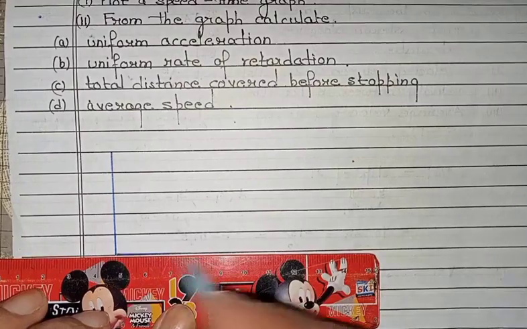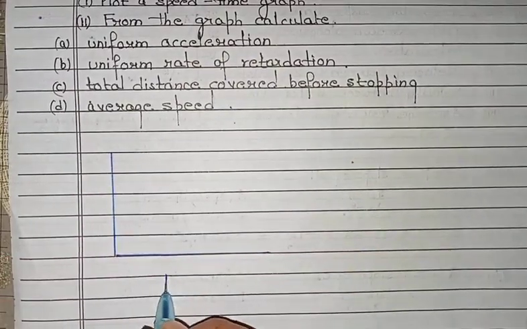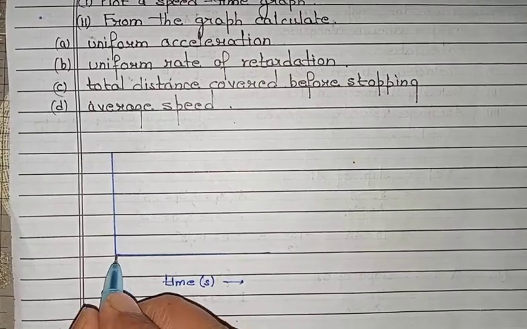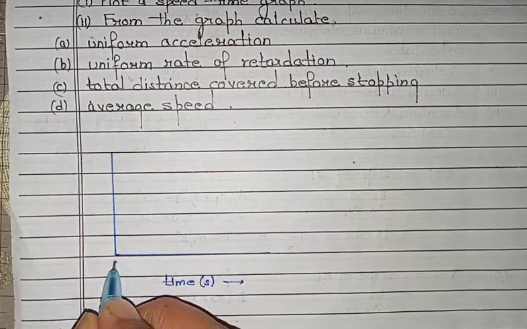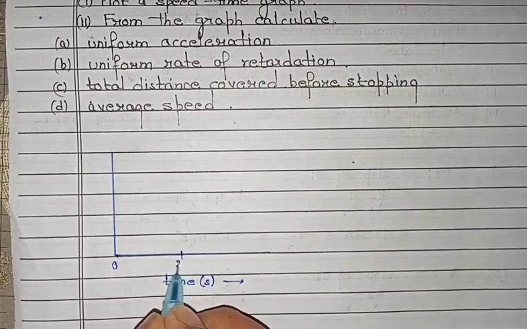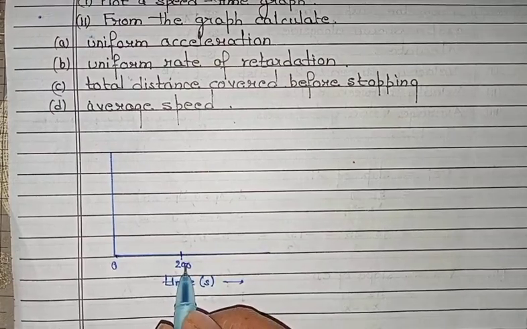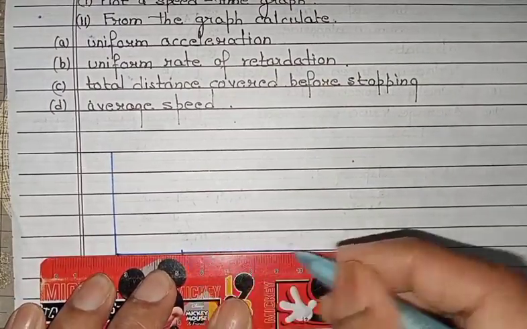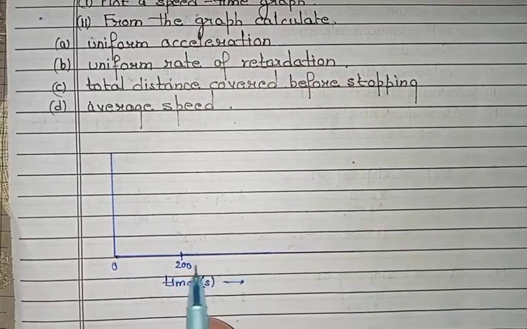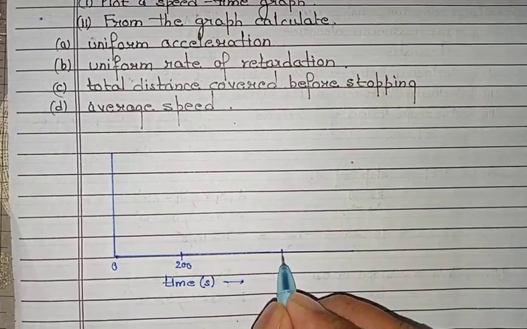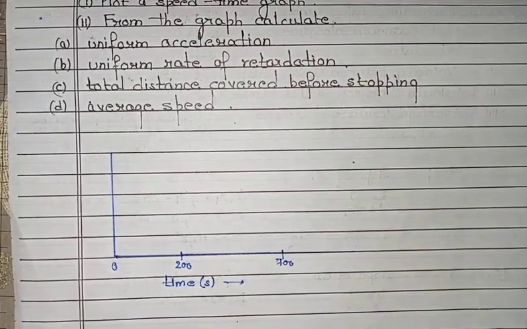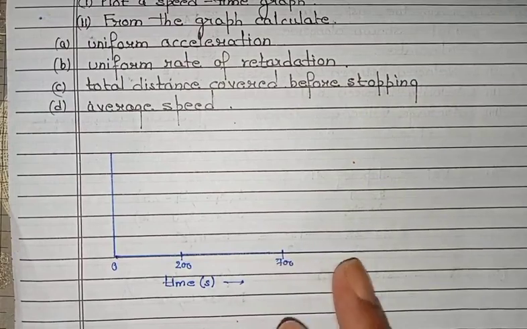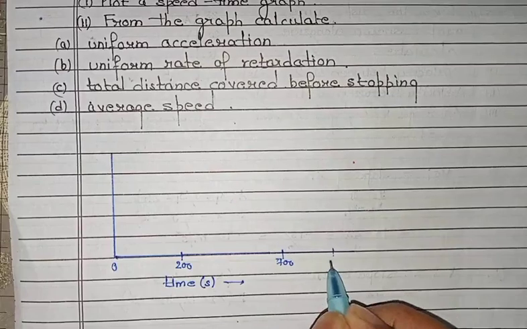So we will draw a speed time graph. So this is your time axis, which is in seconds. Now first of all we have an accelerated motion for 200 seconds. Then after that we have uniform motion for the next 500 seconds. So after 200 we have to go along the time axis for another 500 seconds, so it will be 700 over here. And after that there is a retarded motion for the next 100 seconds. So 100 seconds more, so it will be 800.